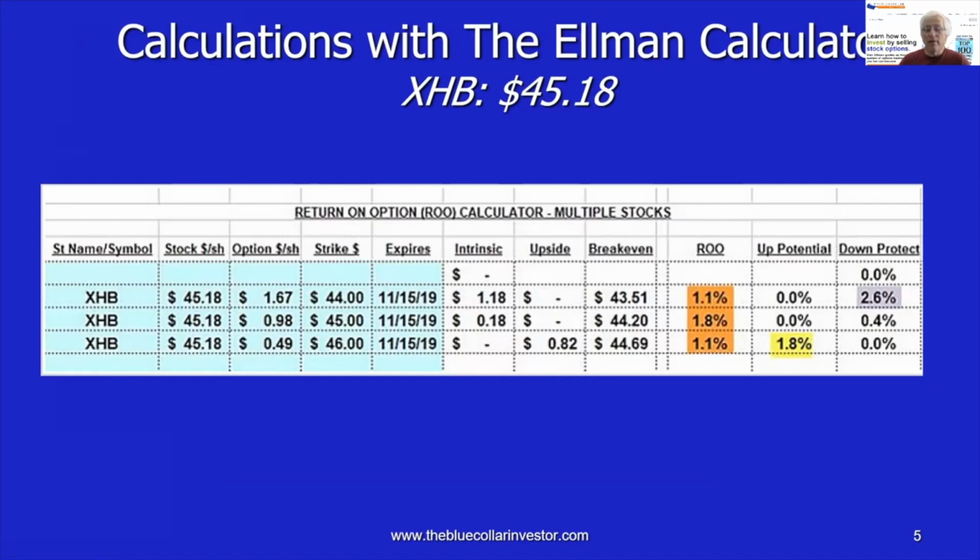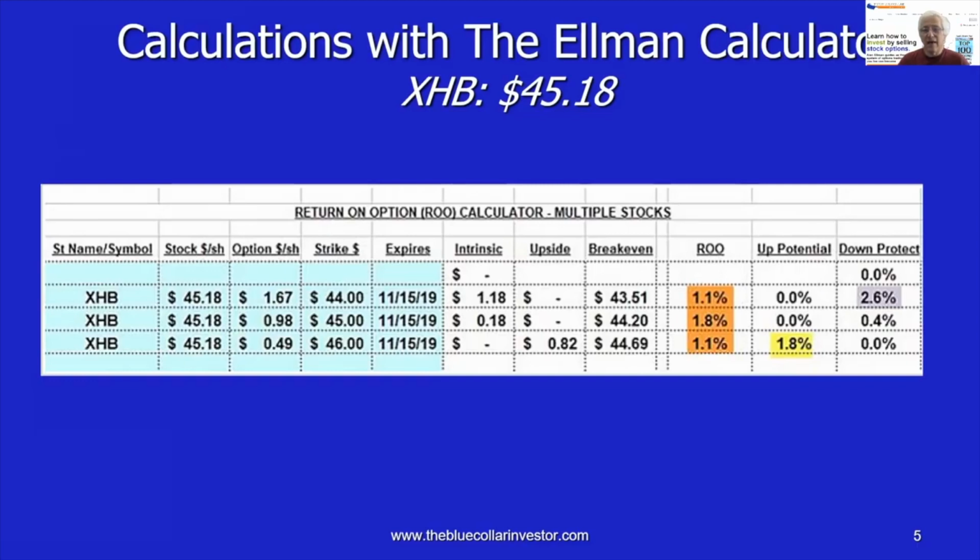So the 44 in the money strike generated a time value return on the option, now that's deducting the intrinsic value component, which the calculator does for us, of 1.1%. That's a 1.1% 1 month return. Now, there's no upside potential because the strike is in the money, or lower than current market value. But the downside protection of that 1.1%, that's now break even, is 2.6%. That means that we are guaranteed a 1.1% 1 month return as long as share value does not decline by more than 2.6% by expiration.